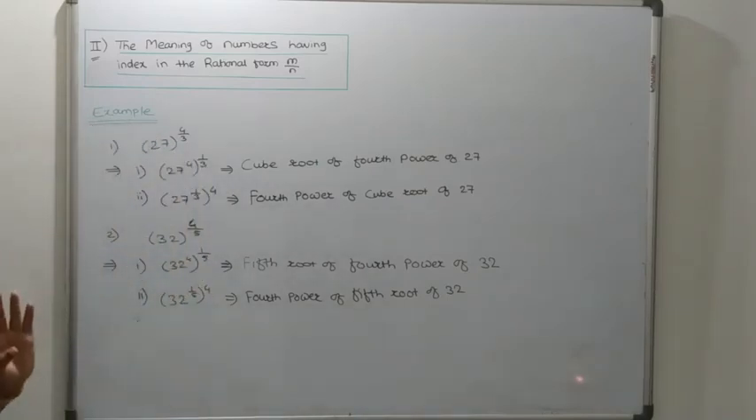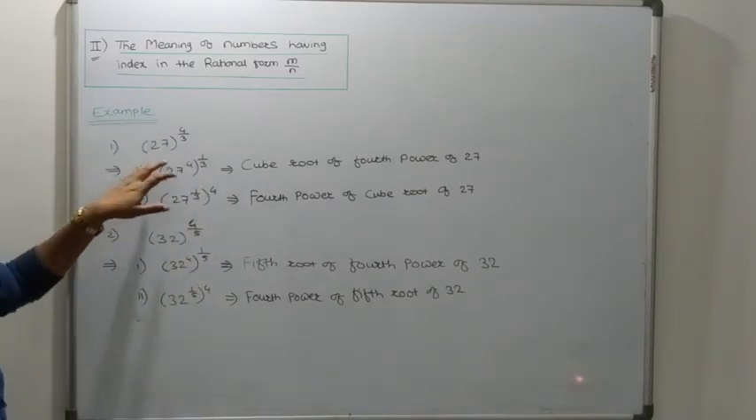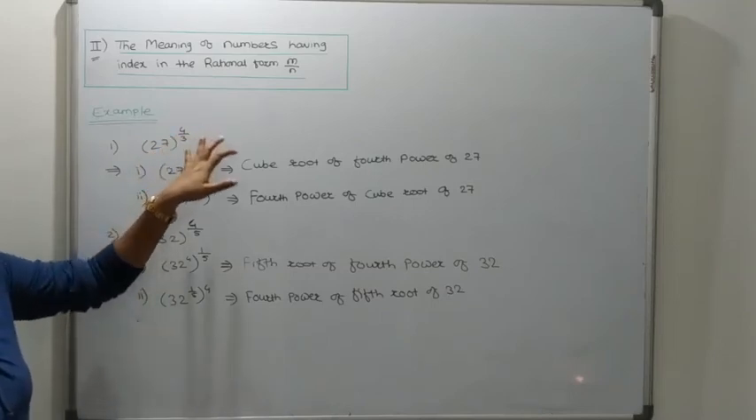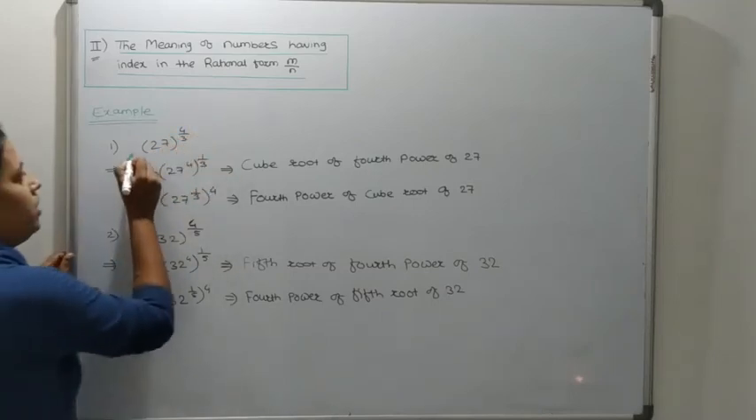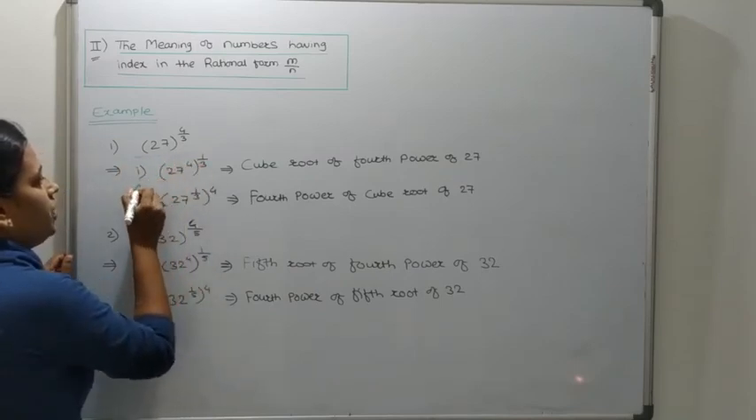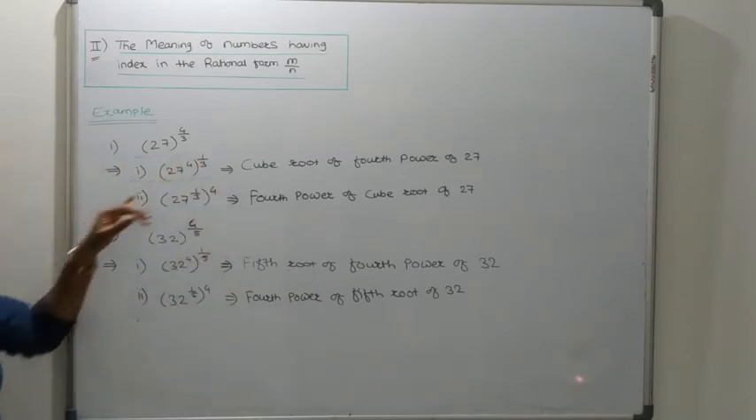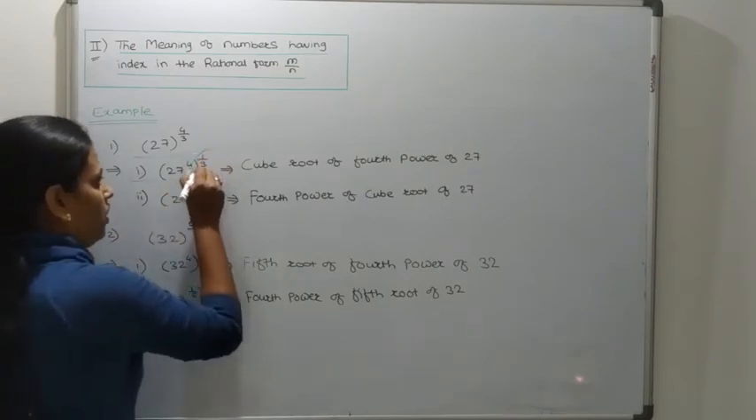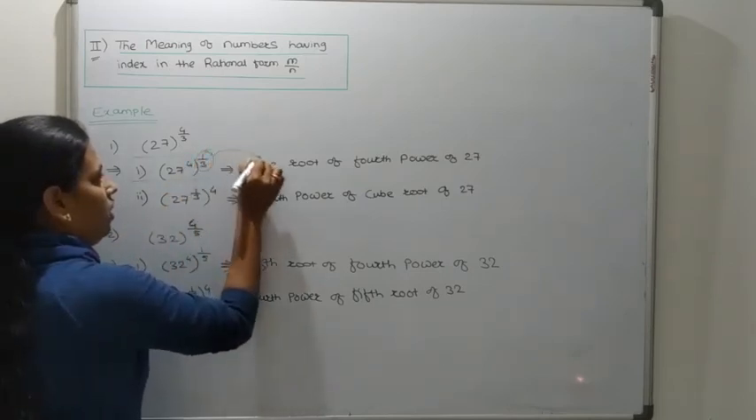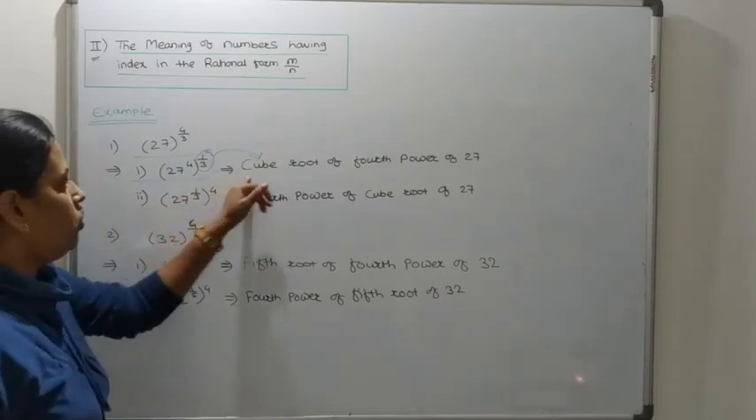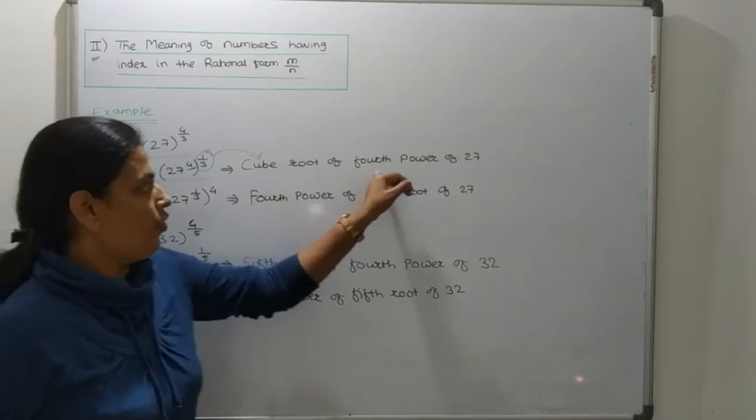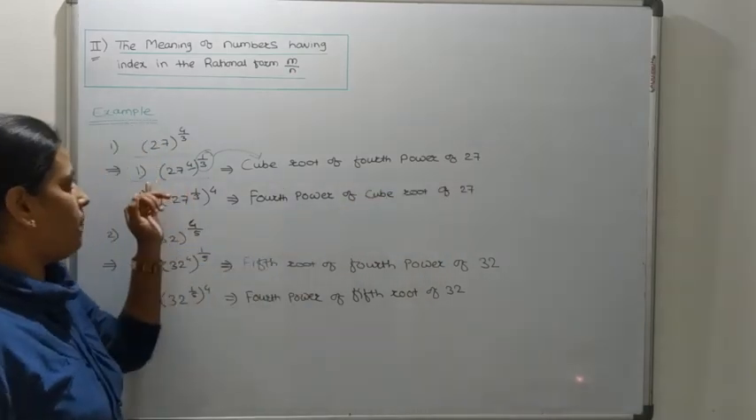So listen here, recall once again. What we do here: the first example is 27 raised to 4 upon 3. This is your example. So in the first method we write 27 raised to 4 out of the bracket 1 upon 3. For 1 upon 3 we use the cube root. So cube root of what? This is the fourth power. Fourth power of 27.